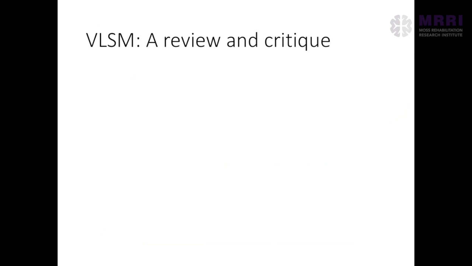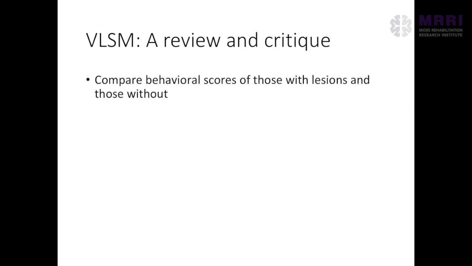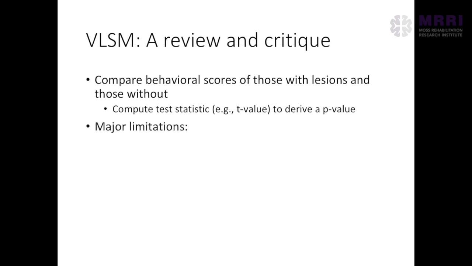Before we jump straight into multivariate lesion symptom mapping, I first want to briefly review what we talked about last time with VLSM, and then discuss some of the problems with this approach and why a multivariate approach is warranted. Generally, what you're doing is comparing the behavioral scores of those with lesions and those without, and computing some kind of test statistic. Last time we talked about doing a t-test, but you could also do things like chi-square or regression-based analysis to derive ultimately a p-value to determine significance.